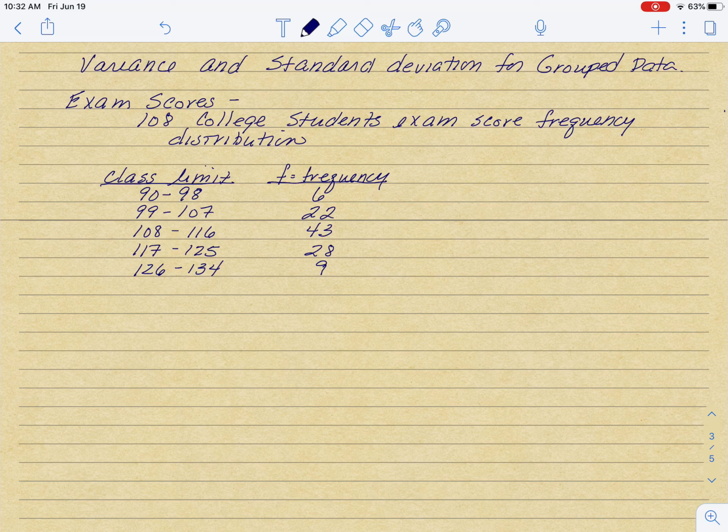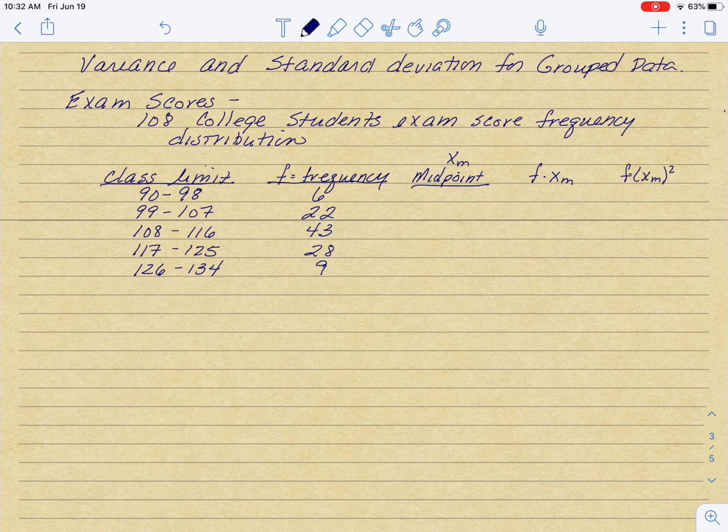Now this is kind of like when we found the mean for group data. We need a few more columns of information here to be able to do this. So I need midpoint. We're going to need frequency times midpoint. This was x sub m. So frequency times midpoint. And we're also going to need frequency times midpoint squared. Now notice the only thing being squared here is the midpoint value. So we square the midpoint and then we multiply it by the frequency.